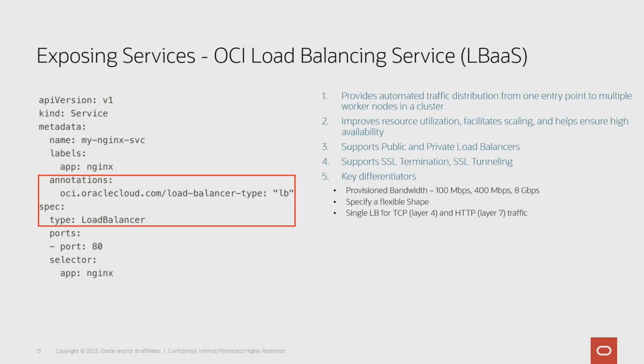So in OCI, we have natively integrated our load balancer, using the OCI load balancer, which is a layer 4 to layer 7 type of load balancer. If you want to expose your microservice and use our OCI load balancer, this is the annotation that you would just have in your service definition file, and it would create an OCI load balancer for you. You would add extra annotations to define it as either public or private, or different types of SSL termination or SSL tunneling. And based on what you configured, you could have those features in your OCI load balancer.